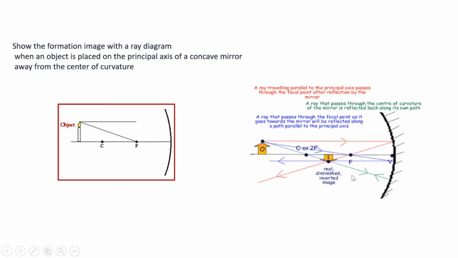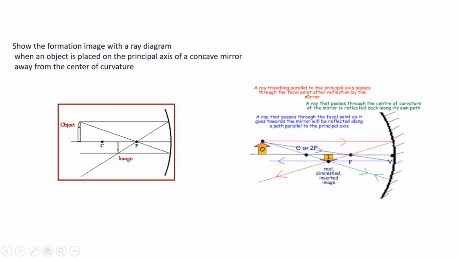Because all the reflected rays, when they are passing through the focus, form an image between the center of curvature and the focus, at the point where the rays are meeting or passing through.